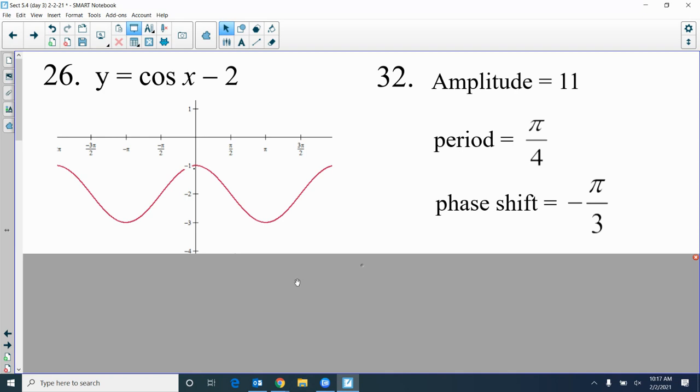For 32, you should have the amplitude is 11 and the period is pi over 4. Phase shift is negative pi over 3 or left. All right, what I want you to do is for 45, I know you got that answer, but take a look at 46.